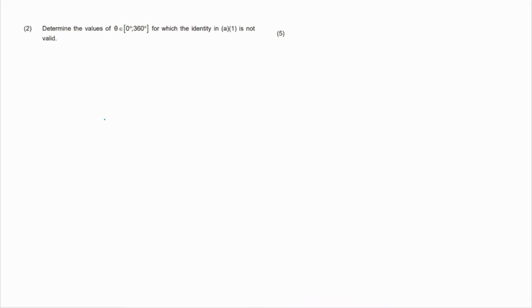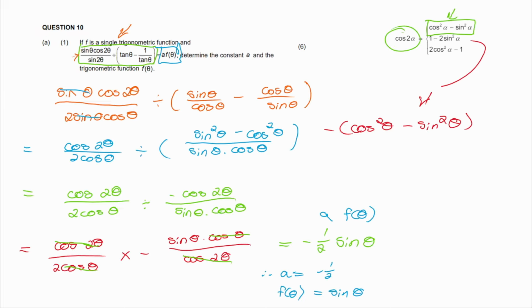Now for question 2, we have to determine the values of theta, an element of 0 to 360, for which the identity in A1 is not valid. Essentially they want a specific solution, and remember when something is not valid, that means we're dividing by 0. We're not allowed to divide by 0. So let's have a look at this.